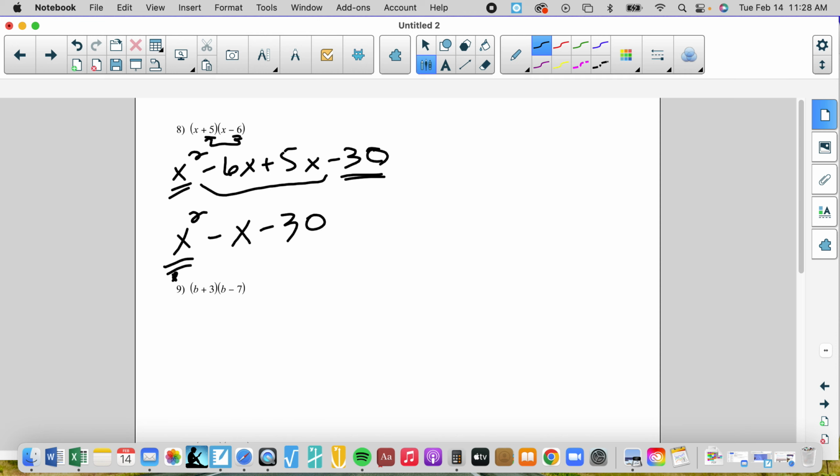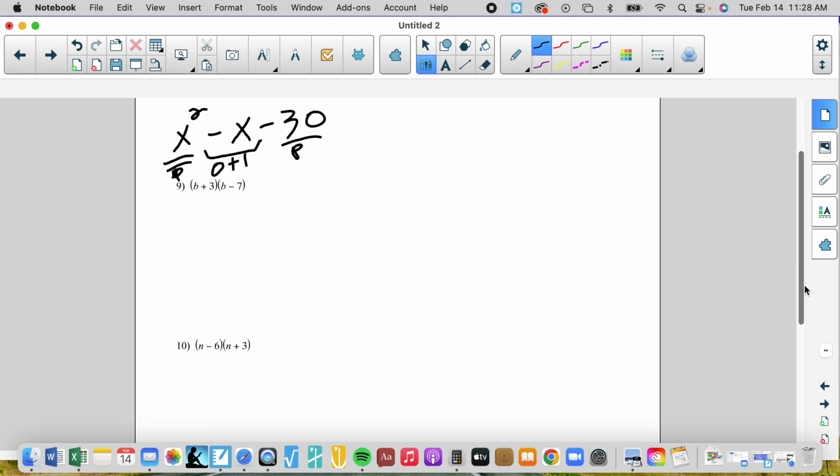These are products. This is produced by multiplying. And this middle term is our outside plus our inside. This is our outside. This is our inside. So b squared minus 7b plus 3b minus 21. B squared minus 4b minus 21.